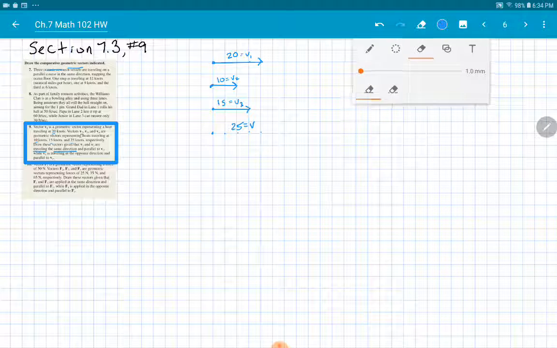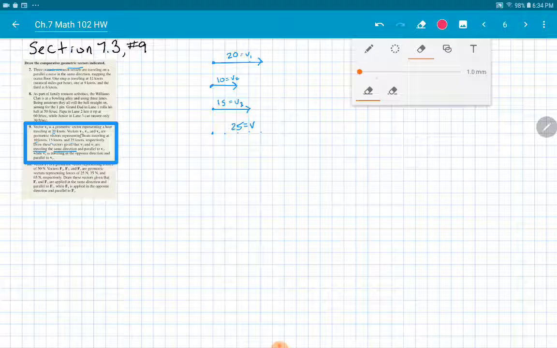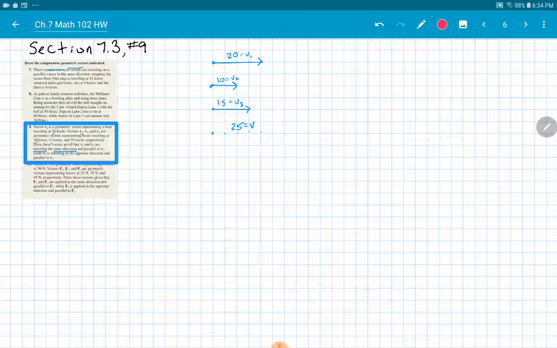The length was right, but then I'm going to read these directions here. V2 and V3 are in the same direction, but V4 is traveling in the opposite direction, but still parallel. So really it starts on the other end and goes the other direction like that.